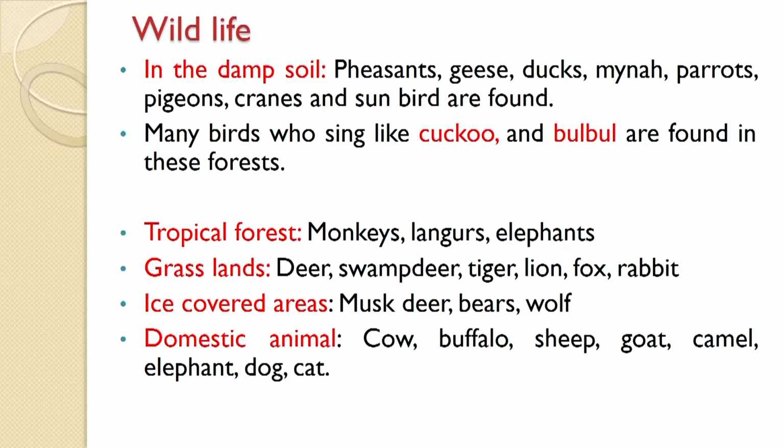And when we talk about the wildlife of the damp soil, here we can find the geese, duck, myna, parrot, pigeon, crane. In the tropical forest, here we can find the monkey, langur as well as elephant. In grassland, here we can find the deer, swamp deer, tiger, lion, fox, rabbit. While in the case of ice covered areas, we can find the musk deer, bear as well as wolf. When we talk about domestic animals, here we can find the cow, buffalo, sheep, goat, camel, elephant, dog as well as cat.